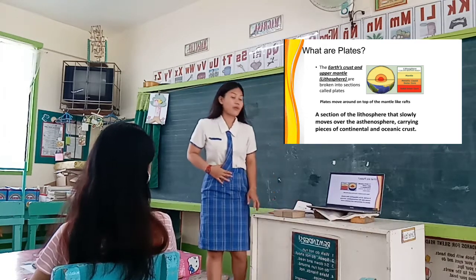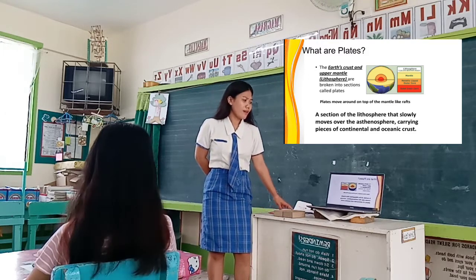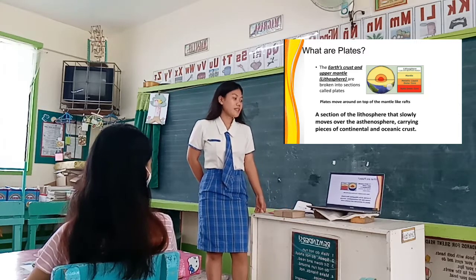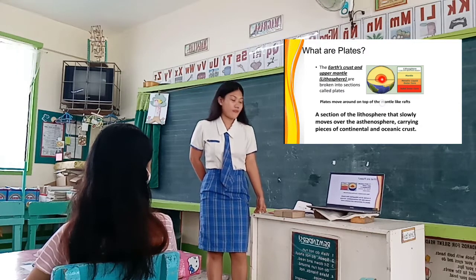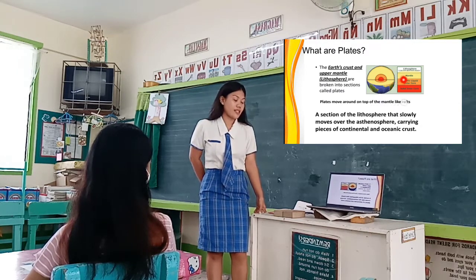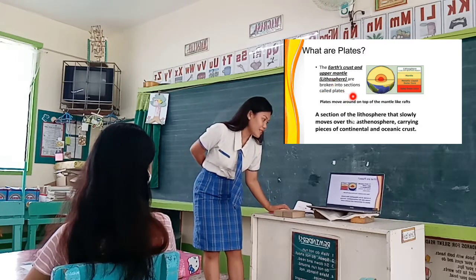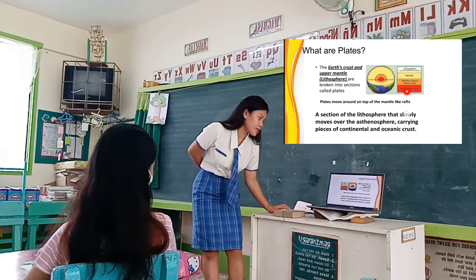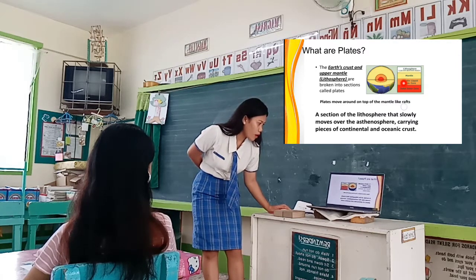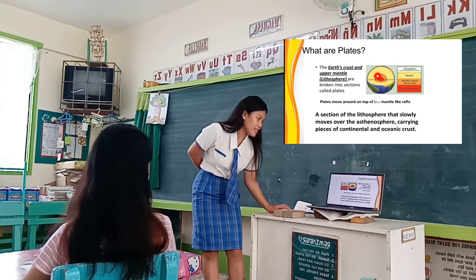So as you heard the word plates earlier, right? So what are plates? The Earth's crust and upper mantle, where in the upper mantle we can find the lithosphere, are broken into sections called plates. So that is what we call plates. Just to see here, this is the Earth, right? And the parts of the Earth here. The red one is the solid inner core, and the brown one here is the metallic liquid outer core. And this is the mantle.